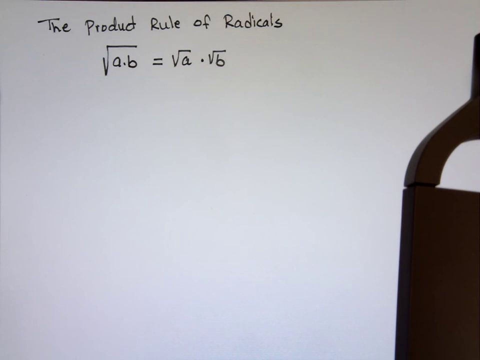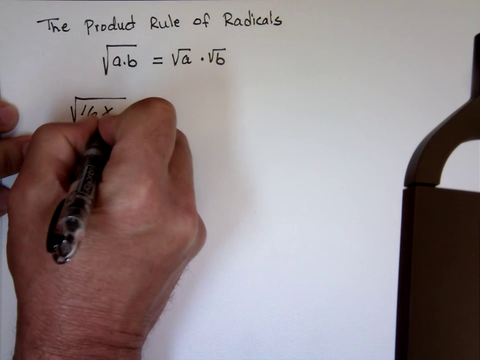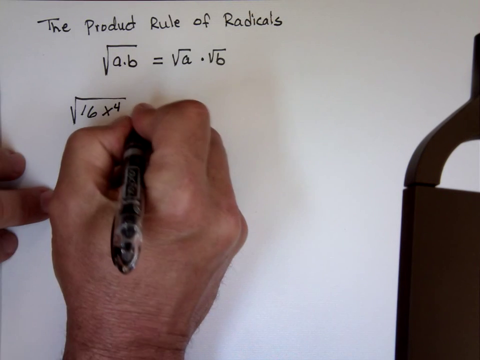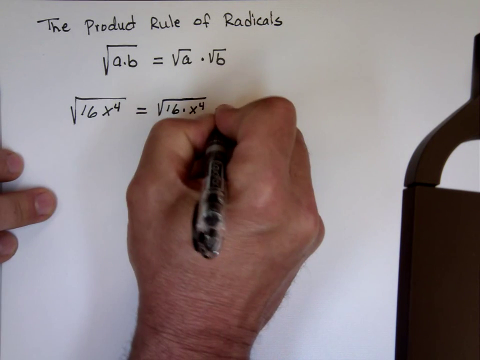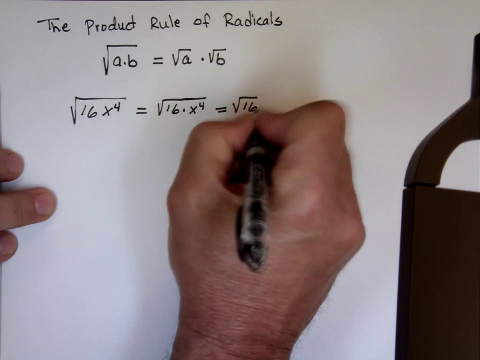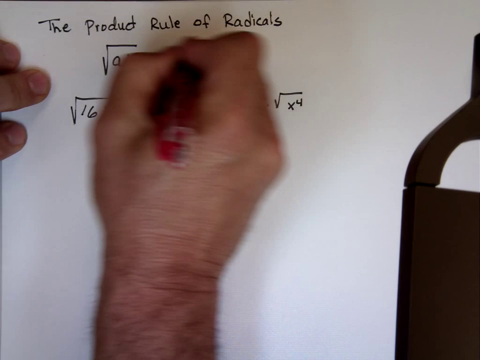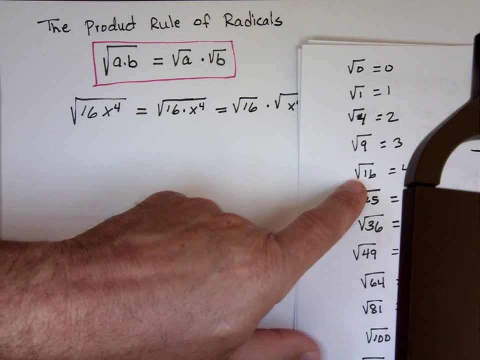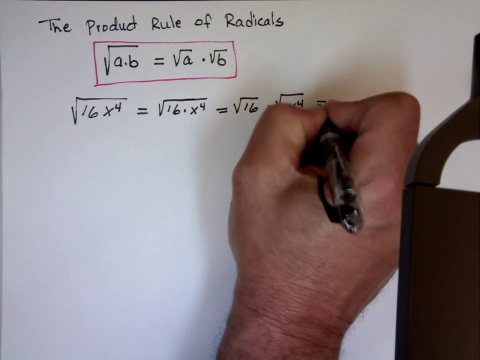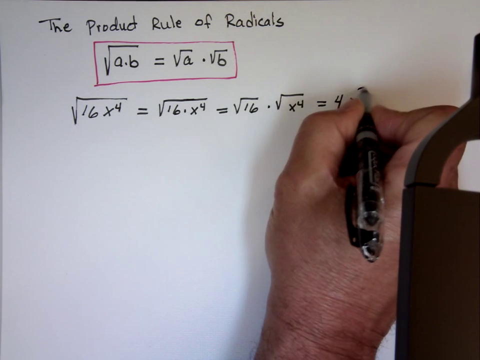Like what? Now I come to you and I say, can you tell me what is the square root of 16x to the 4th? You go, well, I know that's the square root of 16 times x to the 4th. Which means break it down, using that rule, to the square root of 16 times the square root of x to the 4th. Now I'll go to my list of square roots. What is the square root of 16? The square root of 16 is 4. And for x, you take the power and divide it by 2. What's 4 divided by 2? That's 2. 4x squared.